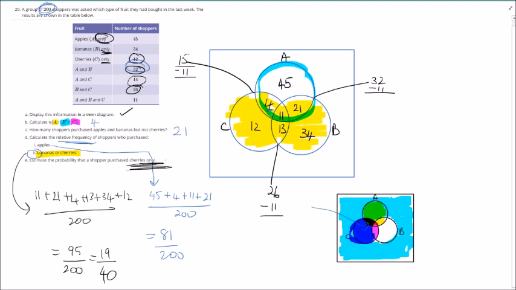And last question, cherries only is pretty easy. It's just 12, so 12 over 200, and 12 over 200 can be simplified by dividing by 4. We get 3 over 50.